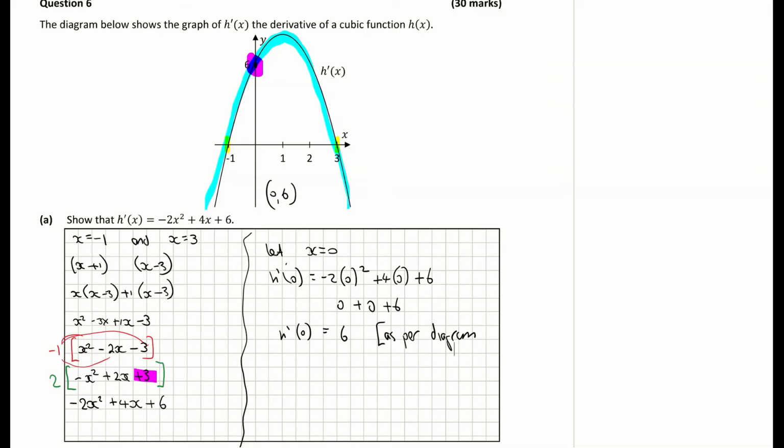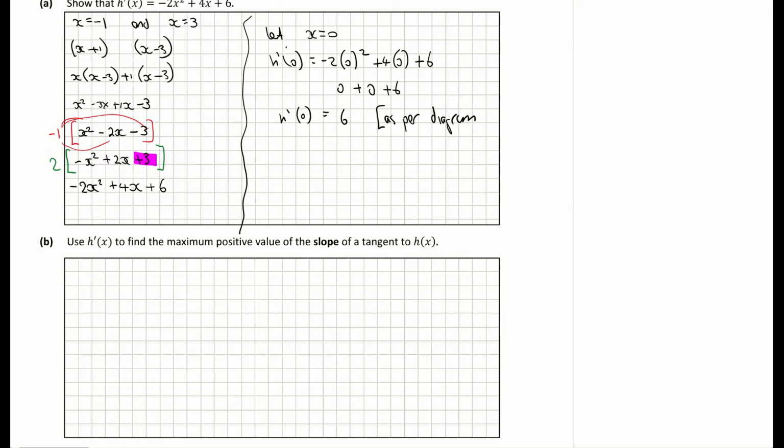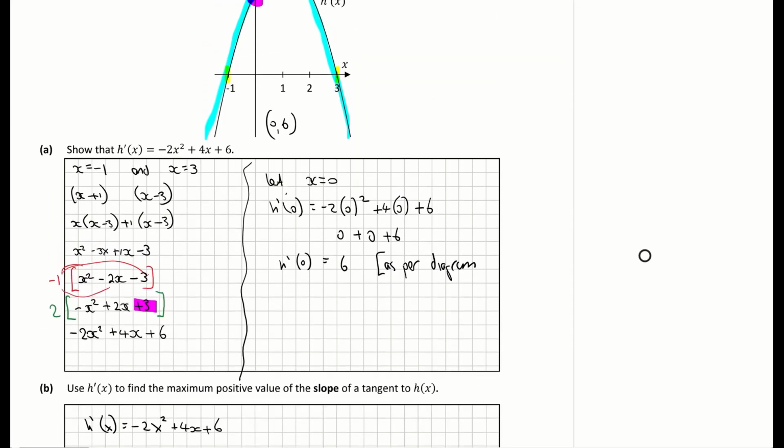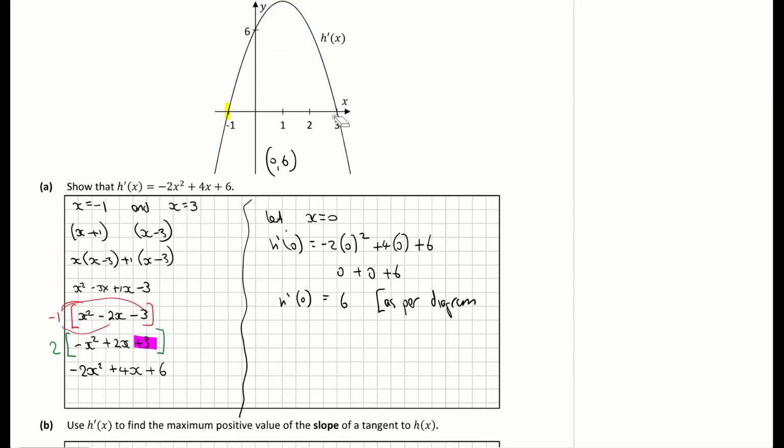Scrolling down now to part B. Part B: using h dash of x to find the maximum positive value of the slope of the tangent to h of x. Now remember that when they give us h dash of x, the derivative of the function, which is minus 2x squared plus 4x plus 6, we basically have a formula for the general slope of my cubic function. So all I'm going to do here is, if I come back up to my graph, you can see from my graph, let's just erase some of these markings here, that the maximum turning point on that graph here is when x is 1.